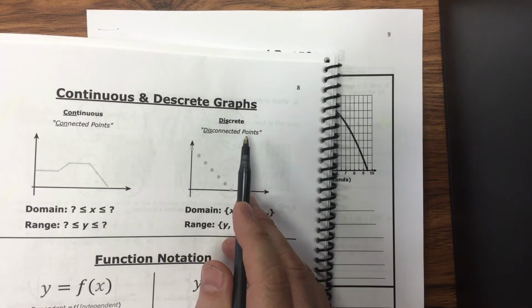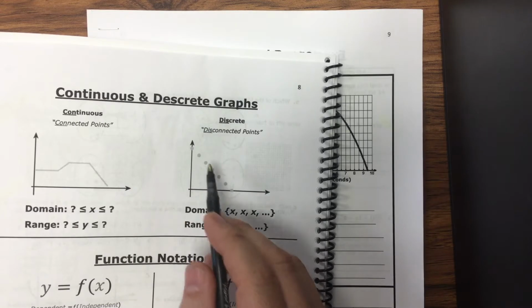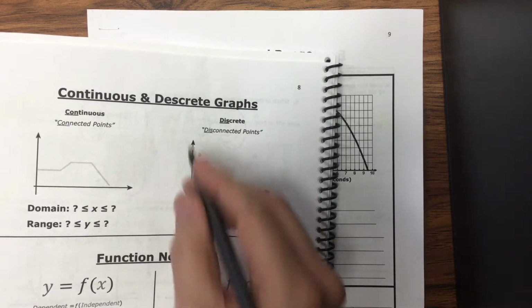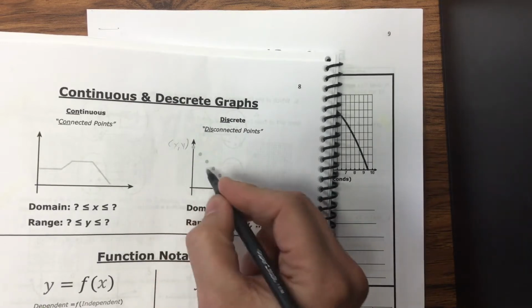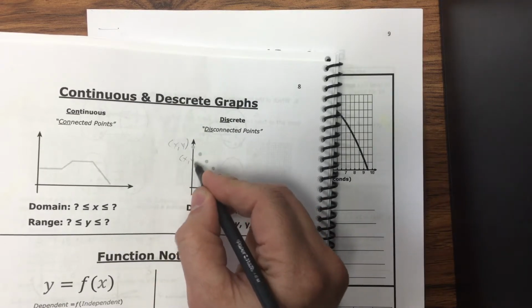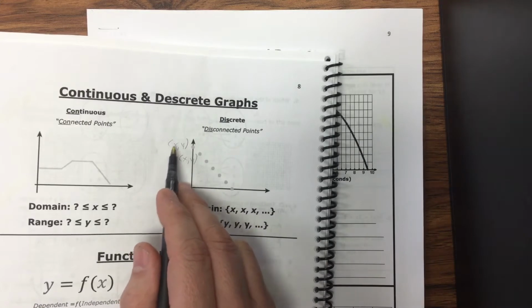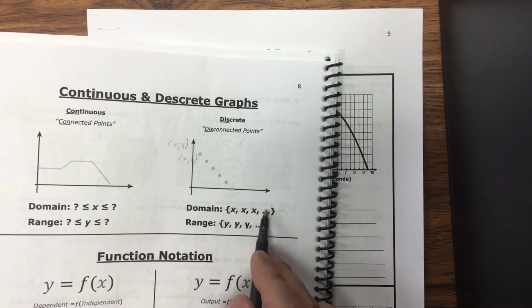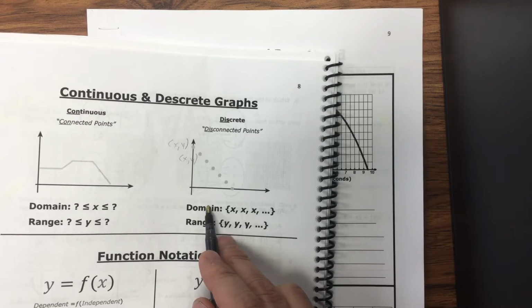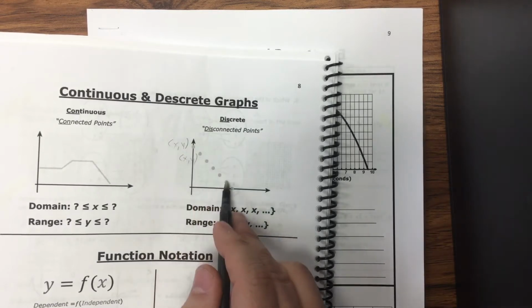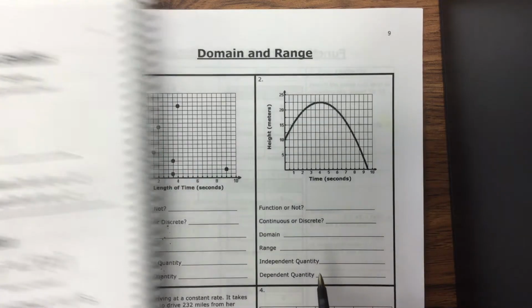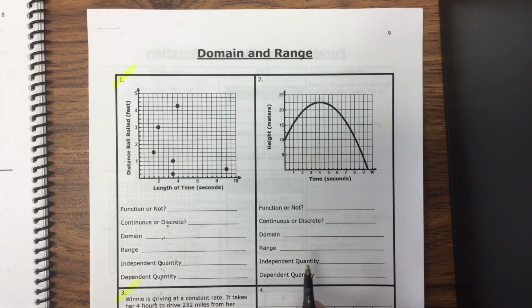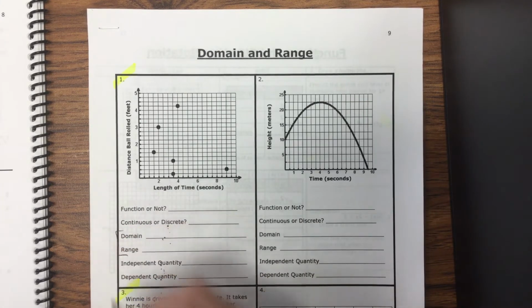The domain and range of a discrete graph, you literally just find the coordinates of each point, the little x, y coordinates. Once you have all of the coordinates, you take all the x's out of each coordinate, put them in a list in order, and that is your domain. You take all the y numbers, put them in another list in order, and that's the range. That's basically how it works. So for this one, we would do the domain and range that way.